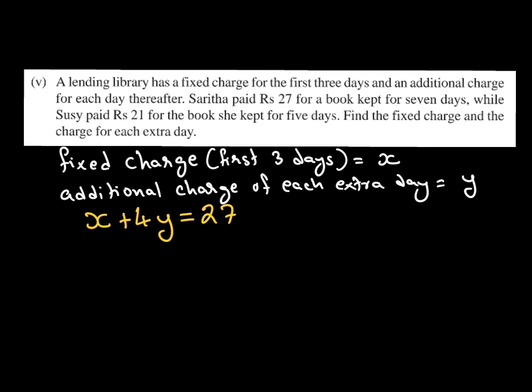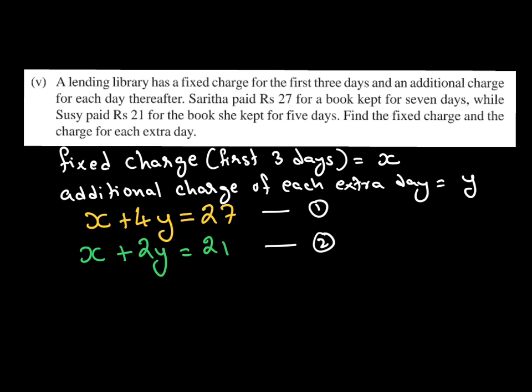Now the second part of the question says, while Susie paid 21 rupees for the book she kept for 5 days. Out of those 5 days, 3 days have a fixed charge and she kept it for 2 extra days, so 2y. Together she paid a total of 21 rupees. Now this forms a pair of linear equations, this is equation 1, this is equation 2. We can solve them by the method of elimination.